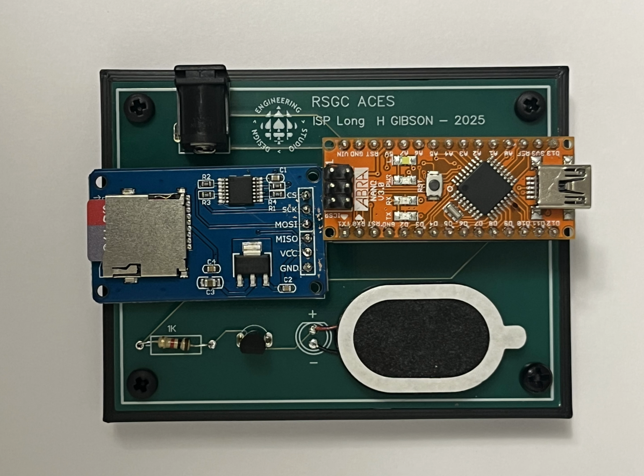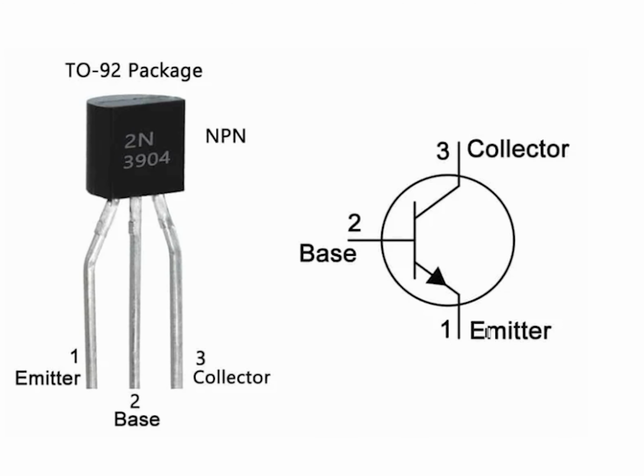Because the Arduino Nano's output is limited to a few milliamps, it isn't powerful enough to directly drive the speaker effectively. That's where the 2N3904 NPN transistor comes in. The transistor acts as a current amplifier. Its base is connected to a PWM signal from the Arduino through a resistor to limit current.